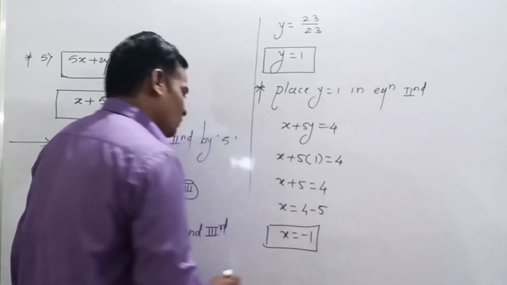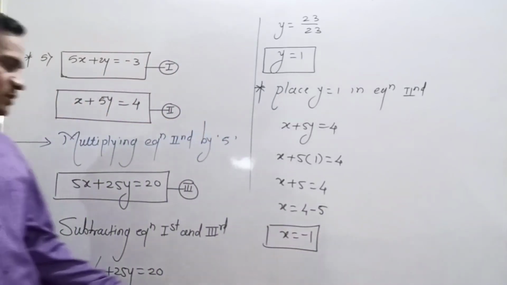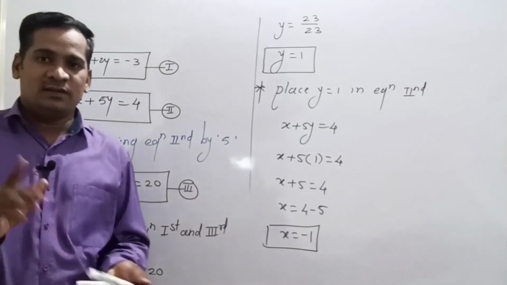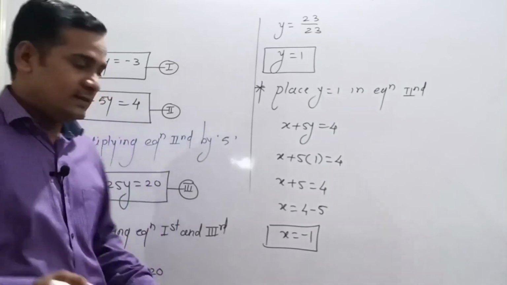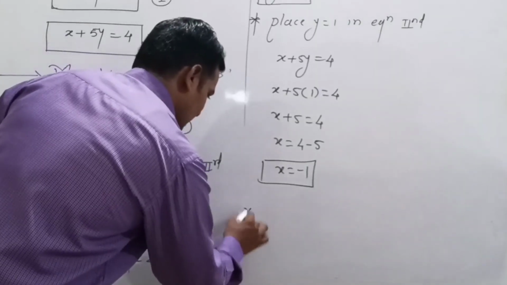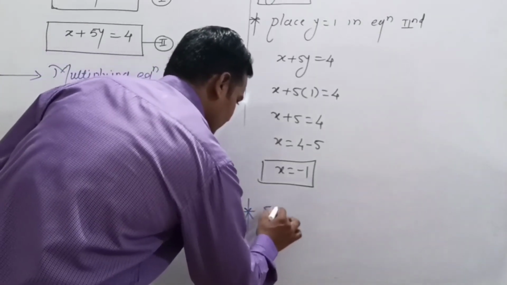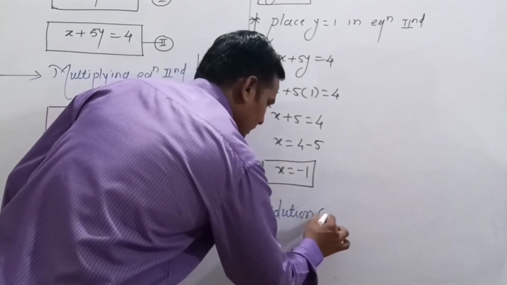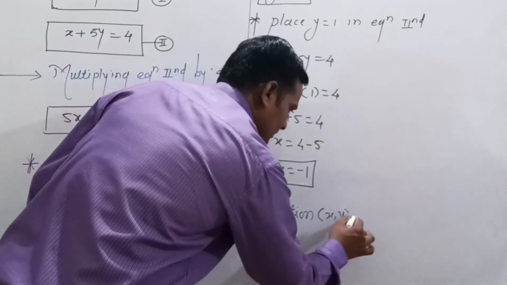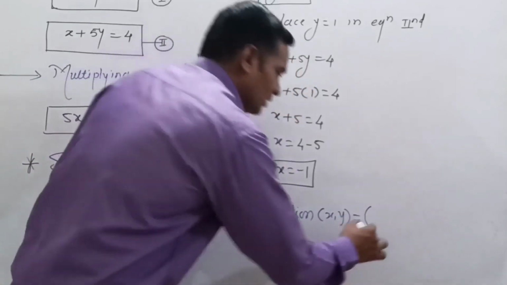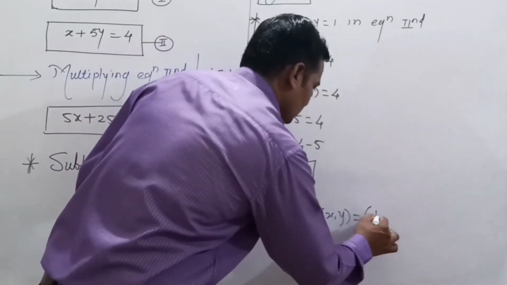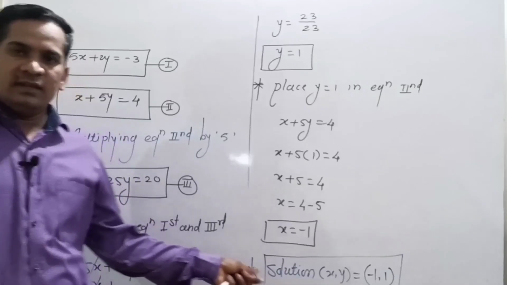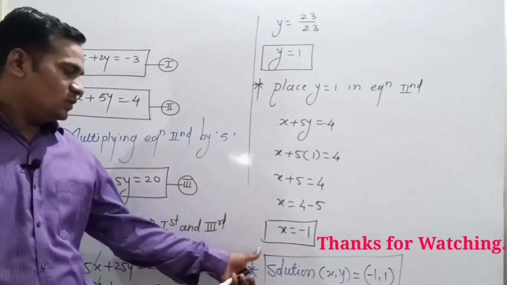In this way we can easily find out the solution of these two simultaneous equations. And one more thing, don't forget to write the answer in words. So with the star we will write here solution. Now in case of this, x and y is there again. So x is equal to minus 1, and y is equal to 1. In this way easily we can find out the solutions of simultaneous equations.